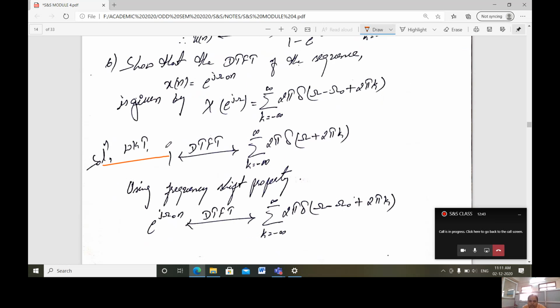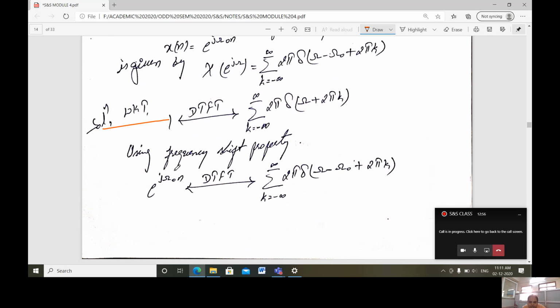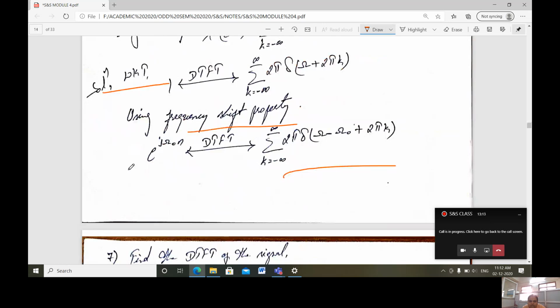We know that the DTFT of 1 is summation 2 pi delta of omega plus 2 pi k. Using the frequency shift property, I can write e raised to j omega naught n, the DTFT is going to be summation k varying from minus infinity to plus infinity 2 pi delta of omega minus omega naught plus 2 pi k. This is the solution.